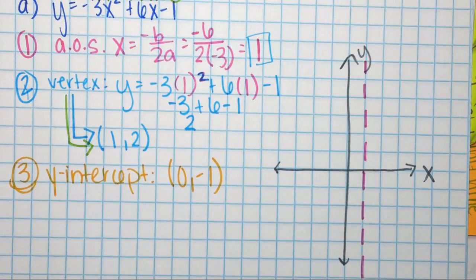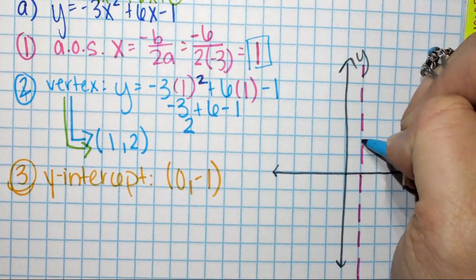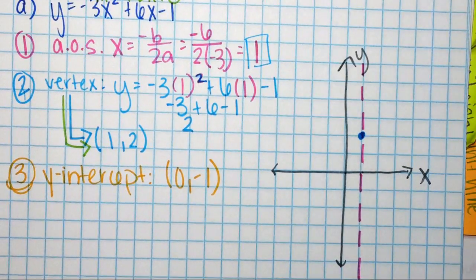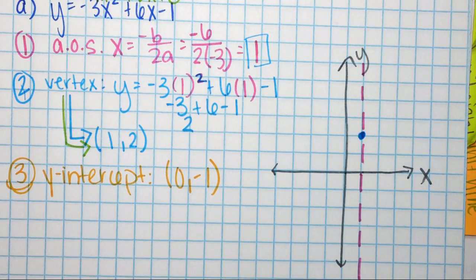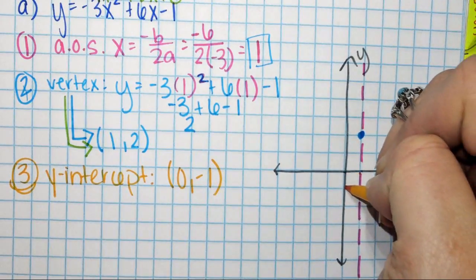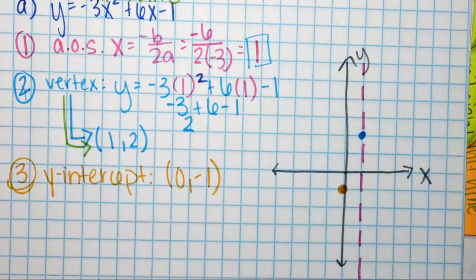All right, next was our step 2. And what is our vertex? 1, 2. So go right 1, up 2, put a dot. And what's our step 3? Y-intercept, which is at 0, -1, so I just go down 1.